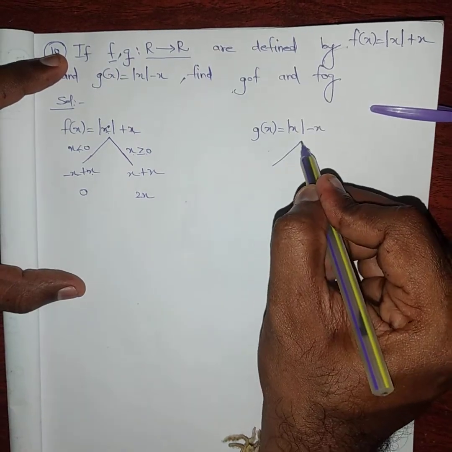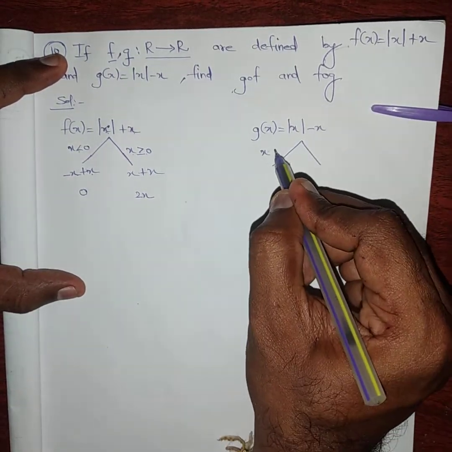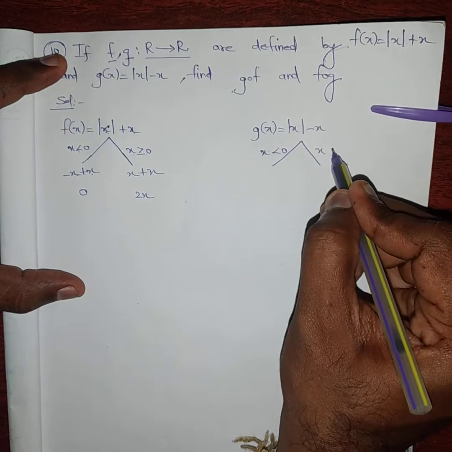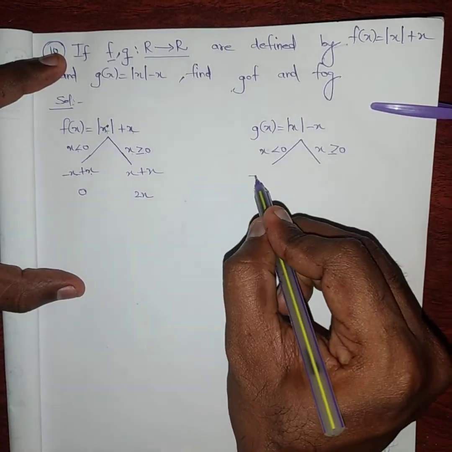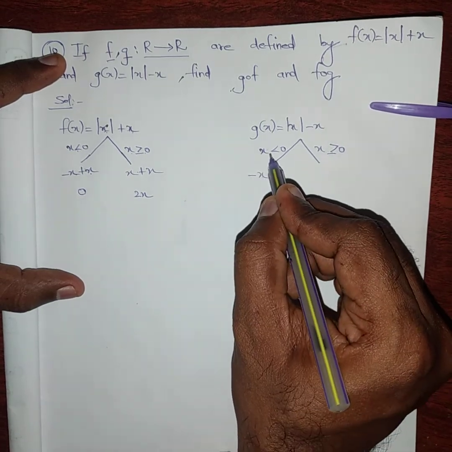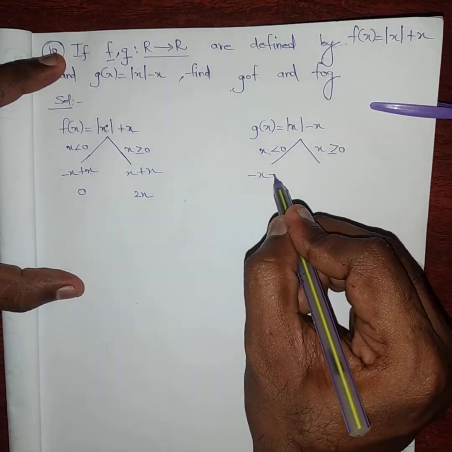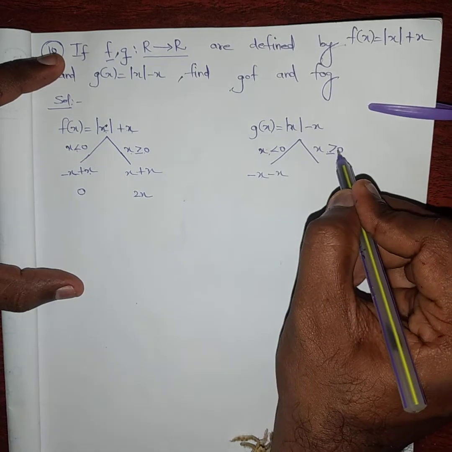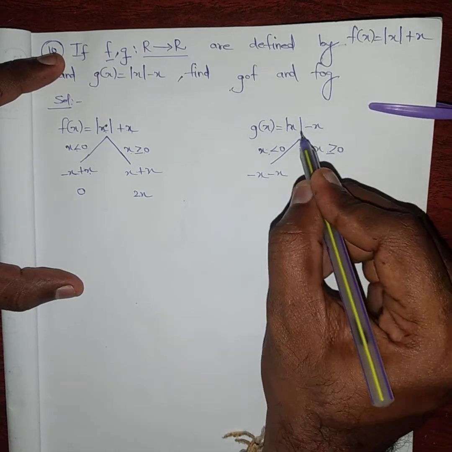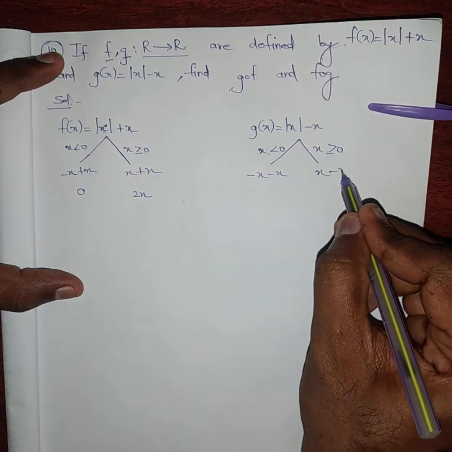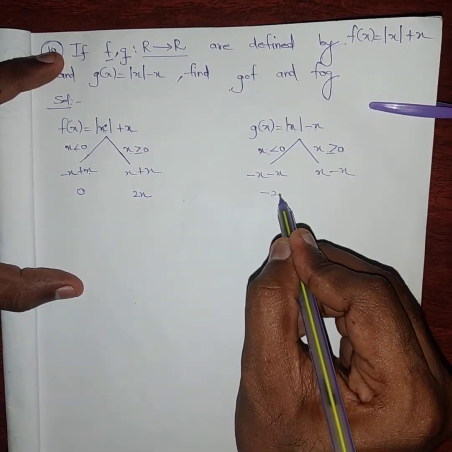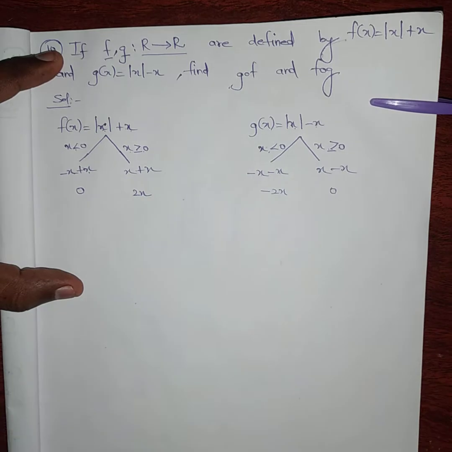Minus x plus x is 0, and x plus x is 2x. The same we can do here also. When x is less than 0, modulus of x we can write as minus x. Here already minus x is present, so put minus x, which gives minus 2x. When x is greater or equal to 0, modulus of x we can write as plus x. Here minus x is present, so x minus x is 0.